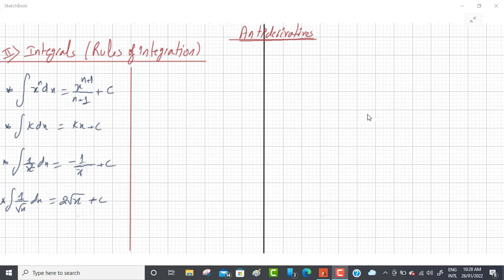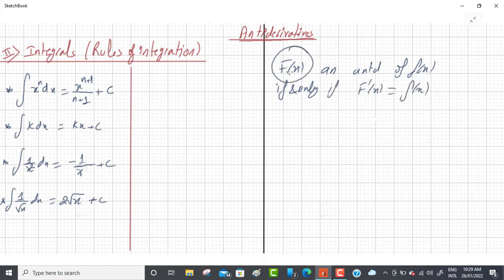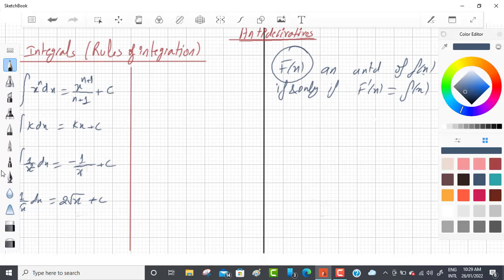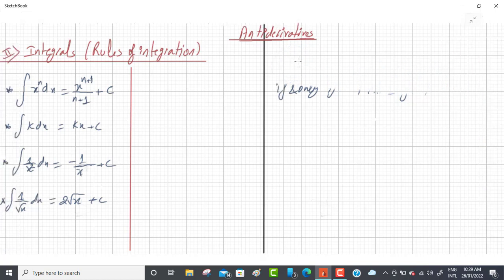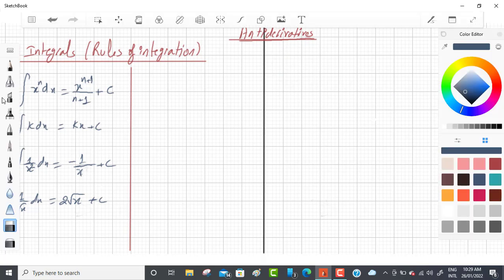Our chapter today is about antiderivative. Yesterday we started the first part, definition of antiderivative. We said that capital F of x is an antiderivative of small f of x. It's not the antiderivative; a function has infinitely many antiderivatives, if and only if capital F prime of x equals small f of x. To show that this is an antiderivative of small f of x, you only have to calculate its derivative. We did explain this yesterday, and we gave some examples about it.